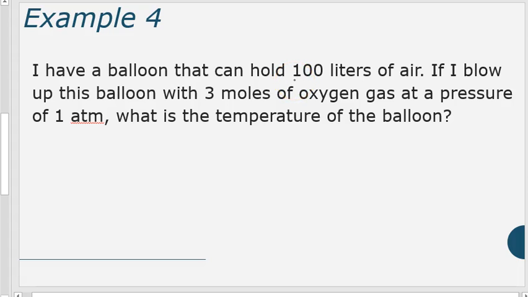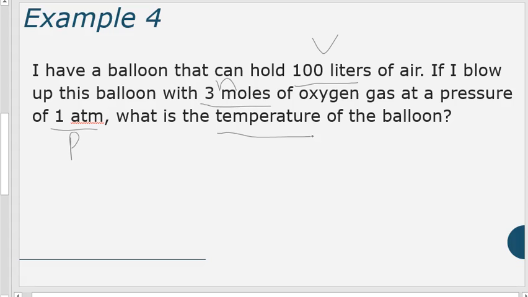They give us liters, and we know that liters is volume, so volume equals 100 liters. They also tell us 3 moles. Remember that moles, we use the letter n. That's the variable that we use for moles. And then they also give us pressure, which is 1 atmosphere. So they give us volume, moles, and pressure, and they want temperature. So this is an ideal gas law problem, so we're going to use PV equals nRT. It's an equation at the top of your page there.